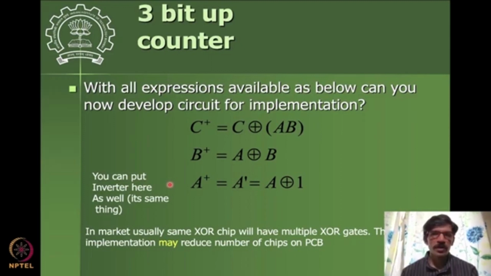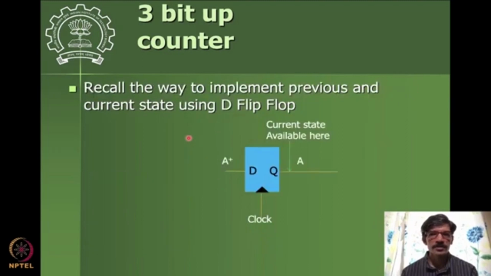So this is what we want. The next state we want to come as a function of current states. Current states are available, so we use a D flip-flop for this purpose. How we use that is explained here. The way we implement the previous and current state using a D flip-flop: say some input A, the current state is available here, and I want the state after one clock cycle to be given here.